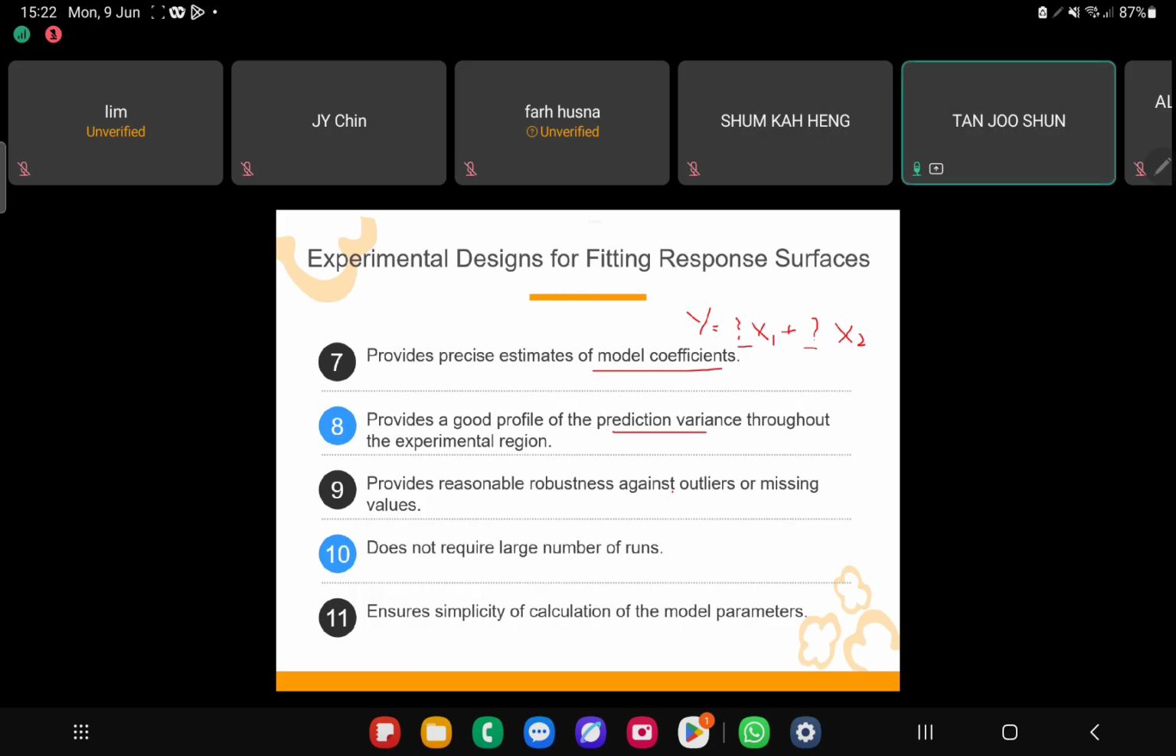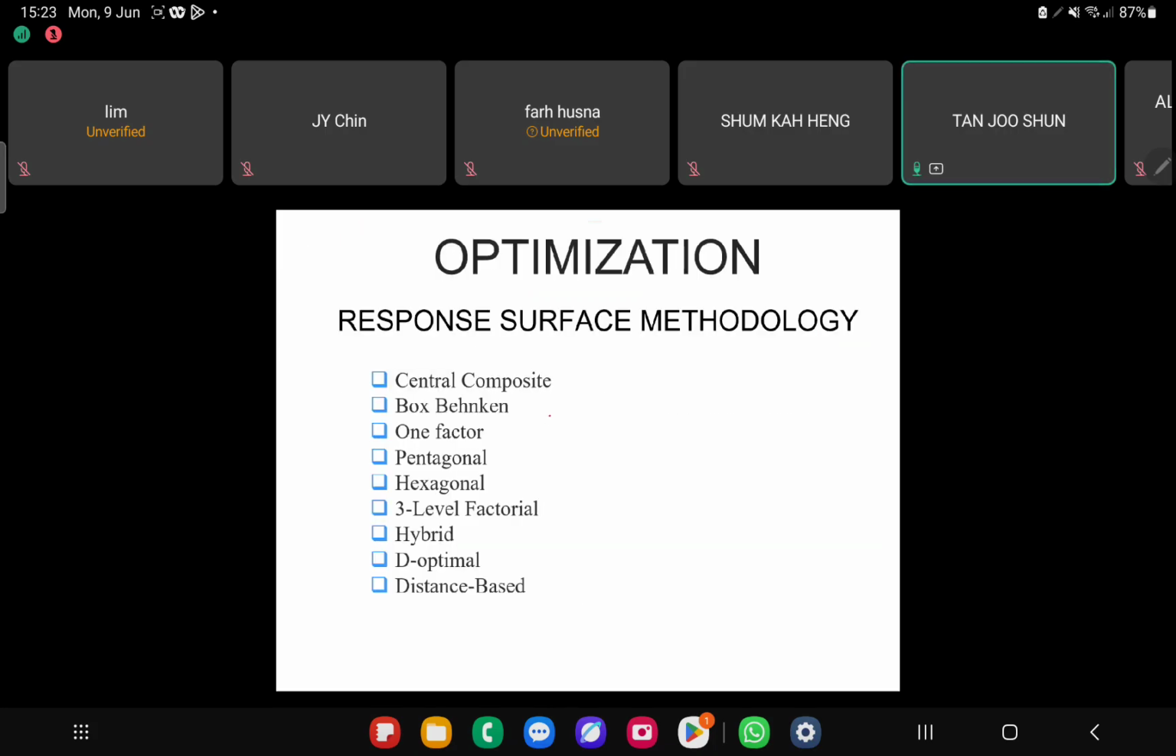It can also tell you which experiment is an outlier. For example, you run 20 runs, then it will tell you that run 13 is an outlier or a missing value. Then you do not need to run many experiment runs. For example, you just need about 20 runs to optimize 4 factors. It also ensures simplicity of calculation: the software will calculate everything for you using the ANOVA.